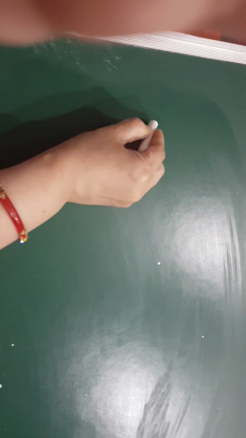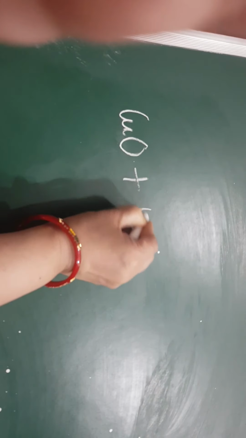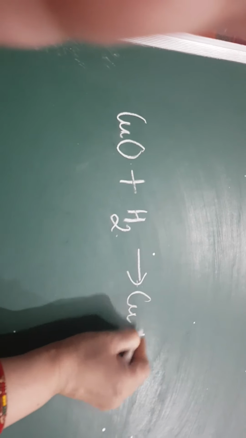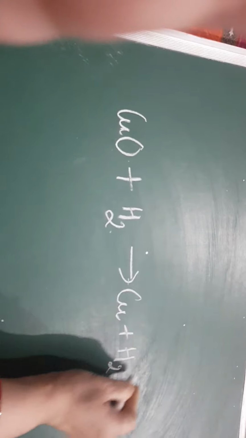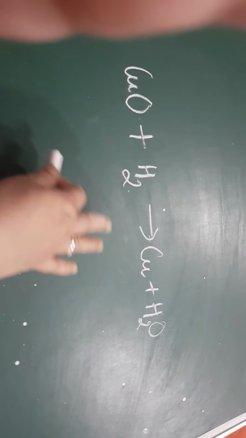Now we'll move to reactions and discuss two more terms, that is oxidizing agent and reducing agent. These two are very important terms. You should not get confused, so please focus. Your reaction is copper oxide CuO plus hydrogen H2 gives copper Cu plus H2O, that is water.